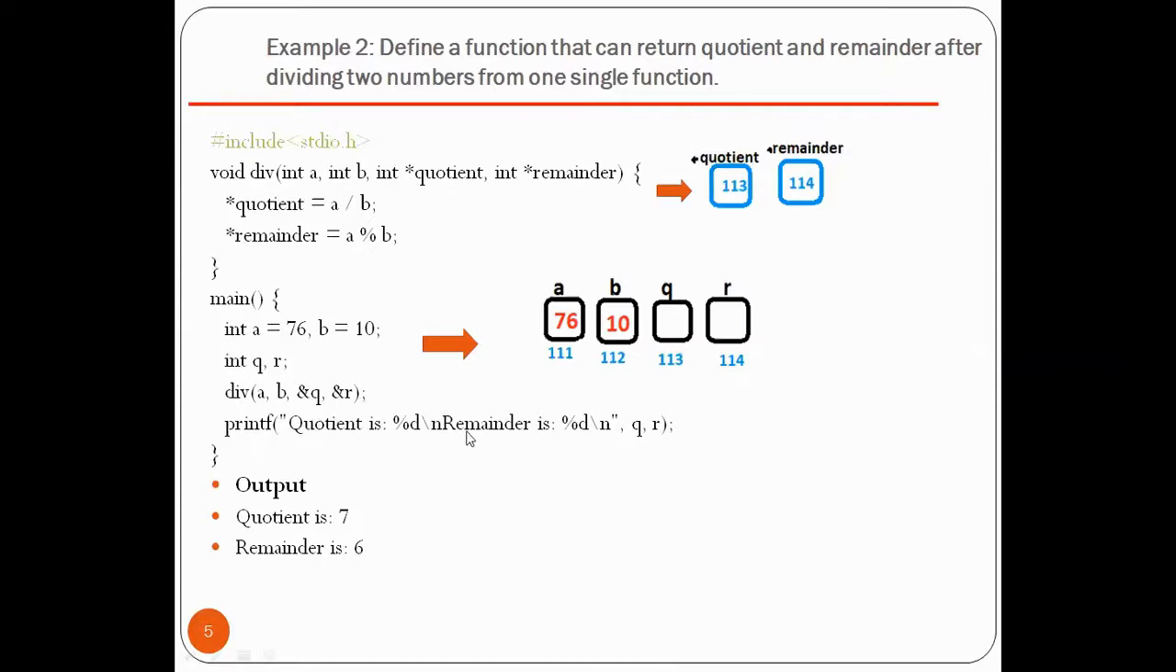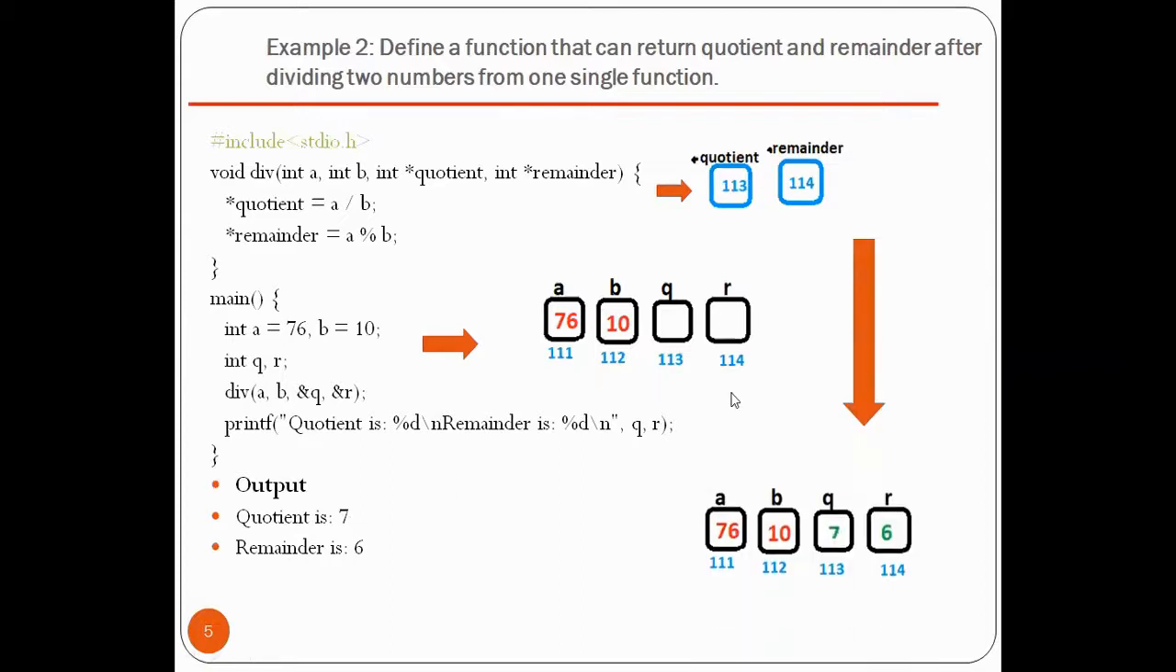And here, if you print quotient and remainder, Q and R, you will get quotient is 7, as A divided by B, quotient we get 7, and remainder is 6. And here the value 6 will be stored. So that is how we can return more than one value from a function using call by reference. We can say call by address or using pointers.